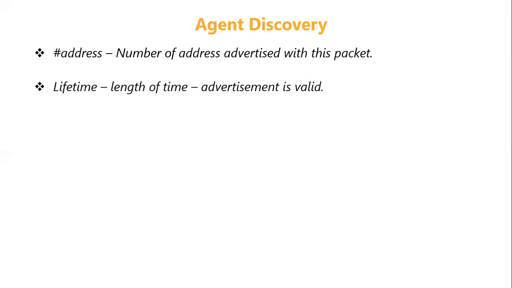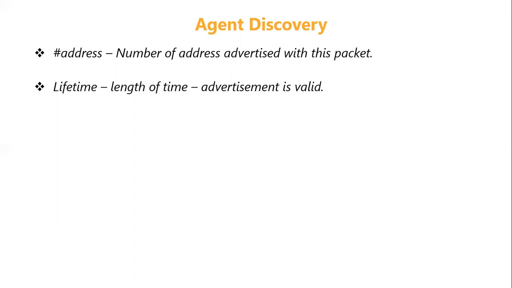So we are talking about the ICMP part. The type is set to 9, and code is set to 0 if the agent also routes traffic from non-mobile nodes, otherwise it is set to 16. Foreign agents are at least required to forward packets from the mobile node. If the mobile node has moved to a foreign network and wants to communicate, then the foreign agents are required to forward those packets.